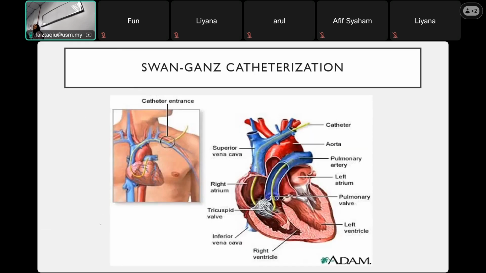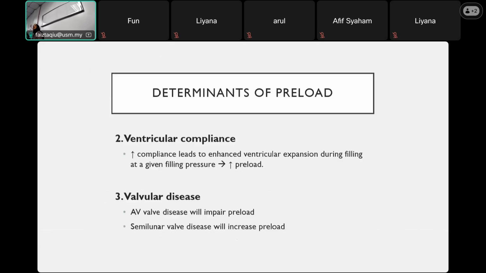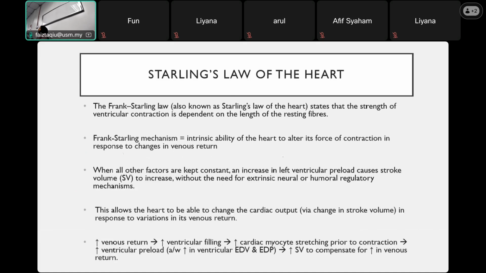Macam baru 4. Number 1, venous return. Number 2, atrial compliance, betul. Valvular disease, betul. Number 4, atrial kick. Number 5, wall thickness. Alright, so afterload definition.